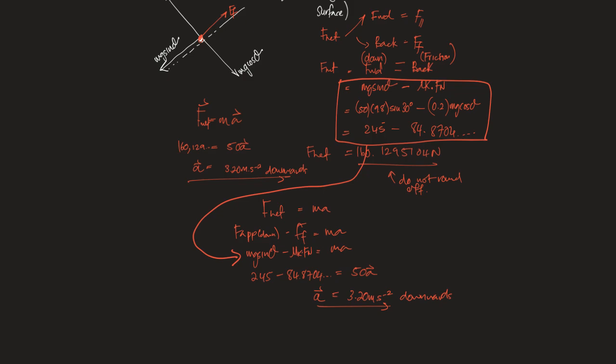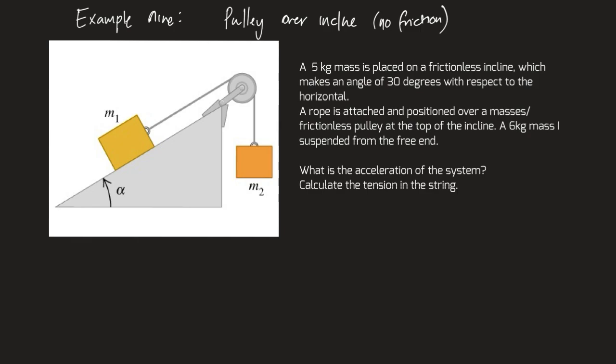The next thing we're going to look at is pulleys and inclines, with masses hanging over and so on. And example 9. So we look here. It says a 5 kilogram mass is placed on a frictionless incline which makes an angle of 30 degrees with respect to the horizontal. A rope is attached and positioned over a massless frictionless pulley at the top of the incline, and a 6 kilogram mass is suspended from the free end.